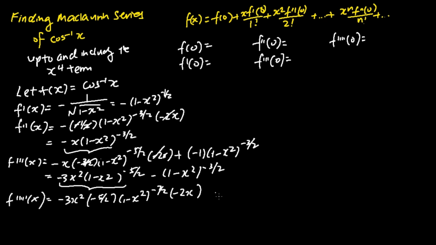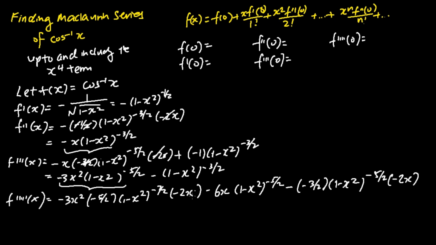For the first term, we will differentiate negative 3x squared, we get negative 6x, and then we keep 1 minus x squared to the power of negative 5 over 2. And then as for the second term of the f triple prime x, we will just differentiate it. We get the following, which is negative 3 over 2 times 1 minus x squared to the power of negative 5 over 2. Differentiating 1 minus x squared, we get negative 2x. And last but not least, we will simplify the terms, and we get the following.